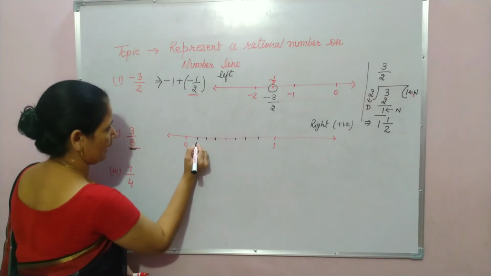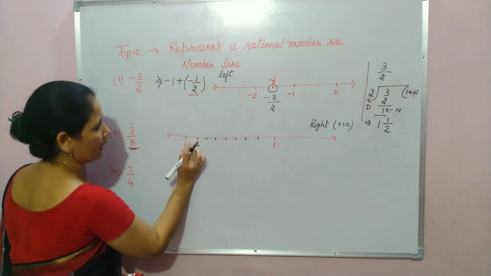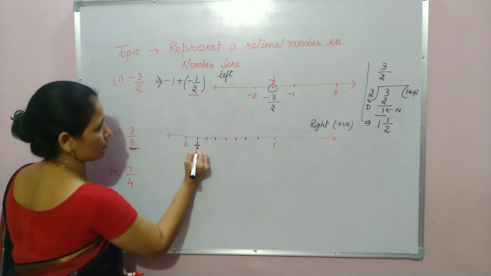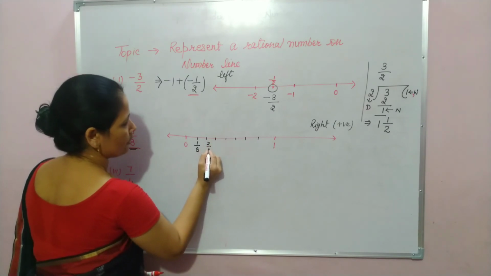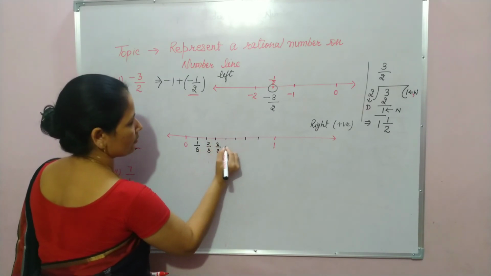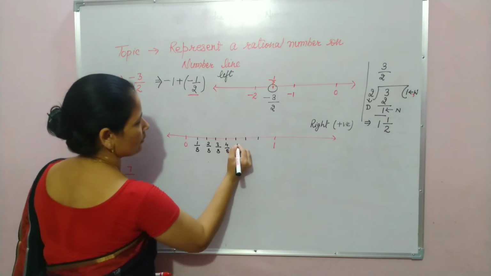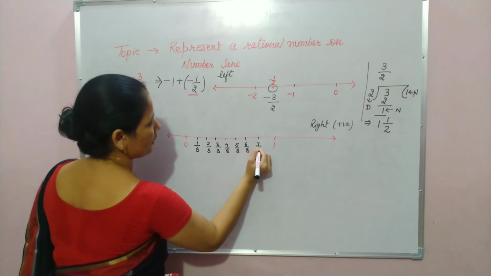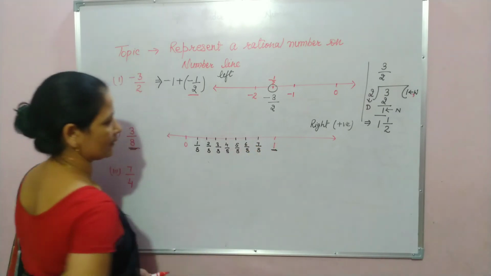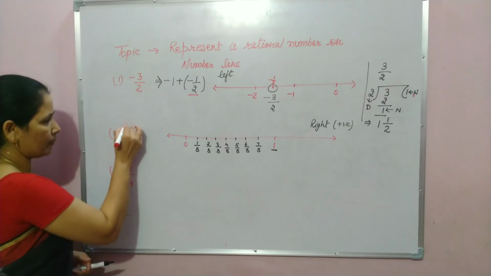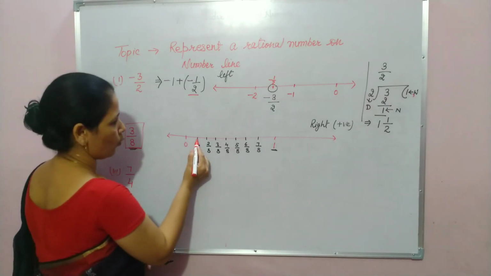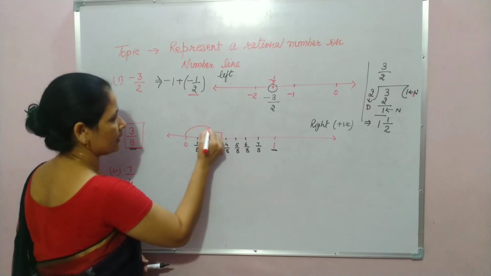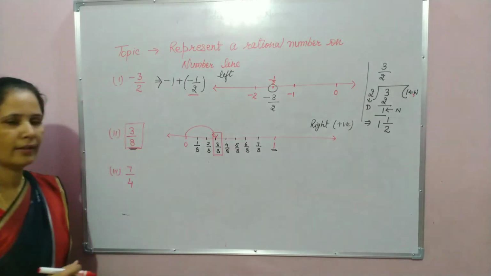These 8 equal parts are 0 by 1, then 1 by 8, 2 by 8, 3 by 8, 4 by 8, 5 by 8, 6 by 8, 7 by 8, and this last one is 1. So what do we have to represent? 3 by 8. Observe: 1, 2, 3. So here is 3 by 8, and we represent this number here.